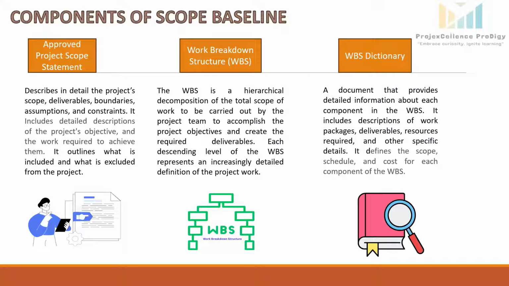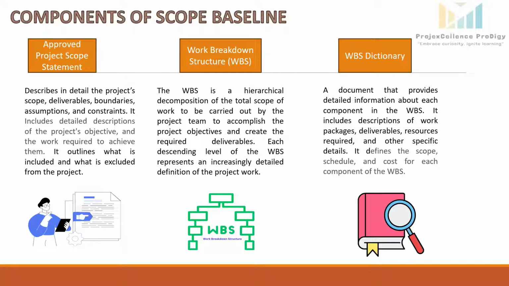So for this project, if we see the approved project scope statement, it would contain a few key elements, like project objectives. So what would be the project objectives? Construct a new office building with a total floor area of 10,000 square feet. Complete the construction within 18 months. Ensure the building meets all local building codes and environmental regulations. So these are the project objectives.